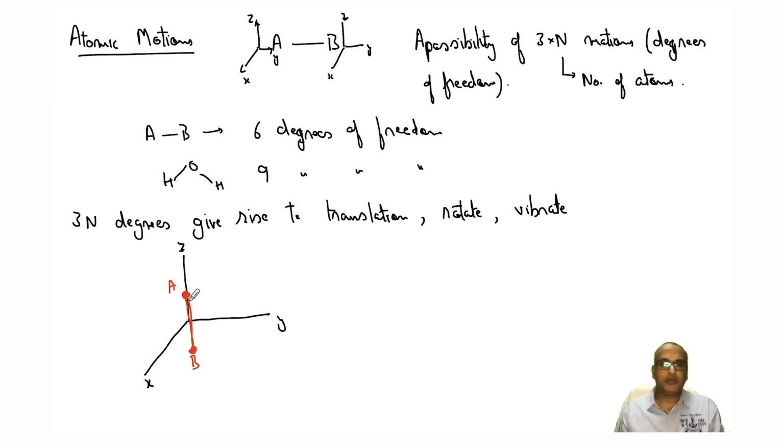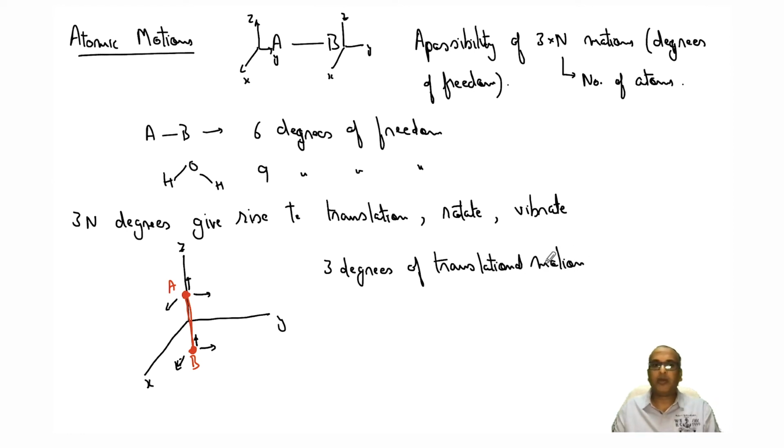Now let's say both of these two atoms move along the x-axis, right? That is possible. That is one way of moving. Out of 6, one way of moving is this. The second way of moving is along the y-axis. The third way of moving is both the atoms moving simultaneously in one direction, which will give you 3 degrees of translational motion.